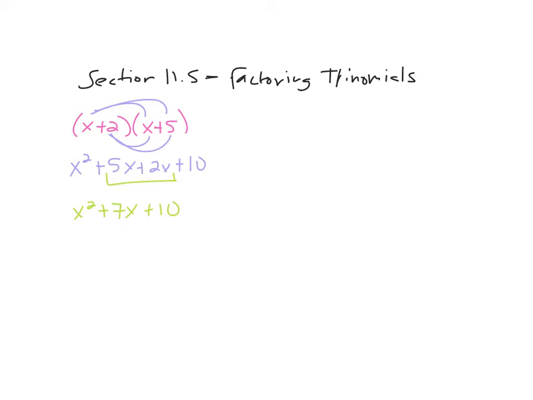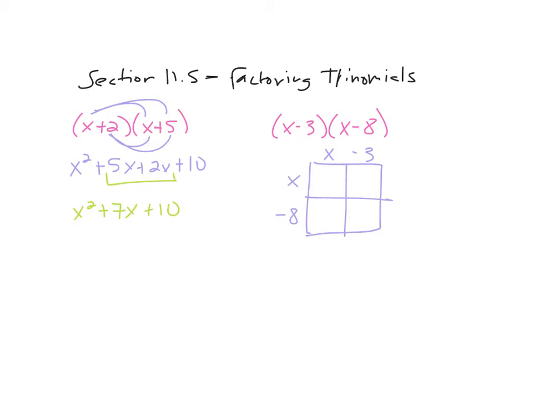Okay. Our next one is x minus 3 times x minus 8. So note that I did change the signs there. Previously I had 2 plus signs, now I have 2 minus signs. That was intentional. It's going to help show us something here. So I'll do the box method on this one, x minus 3 and x minus 8.